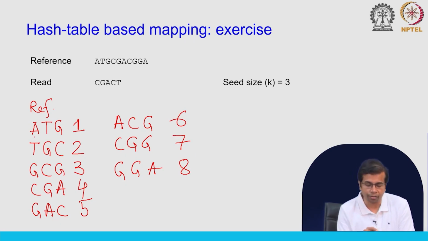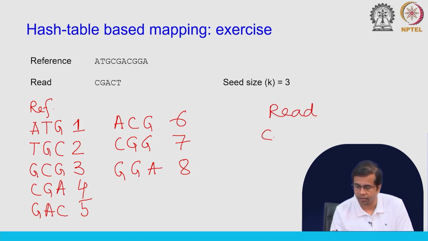Okay, so we need to just check whether there are any repeated seeds. We do not see any repeats. If we see repeats, then we have to merge the locations. The values will be one after another, so we separate them by a comma. Okay. So once we have generated the seeds from the reference, we have to generate the seeds from the read itself.